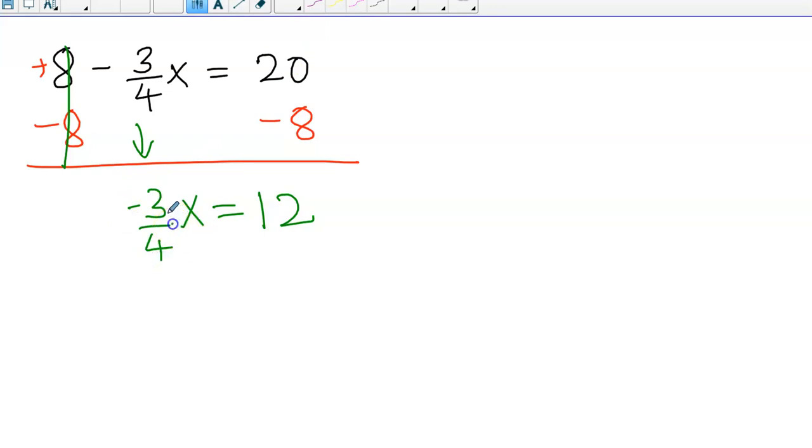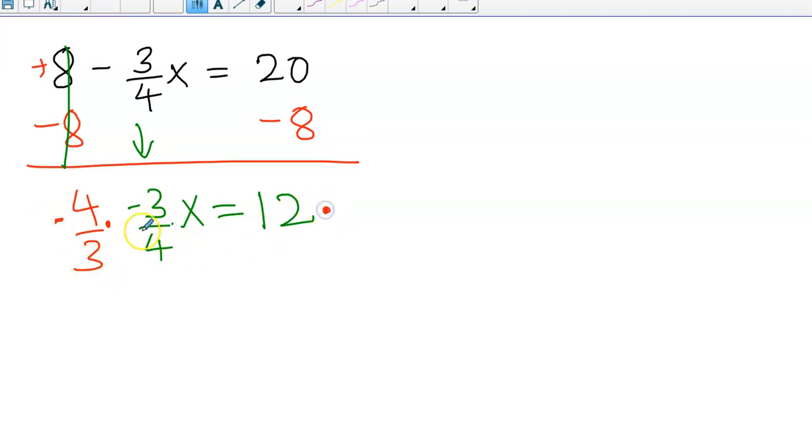I have to get rid of this 3/4. So how do I cancel 3/4? Always, like I said, do the opposite thing. Multiply 3 over 4 with 4 over 3 on the left hand side. Also, there is a negative sign, so I will write the negative.